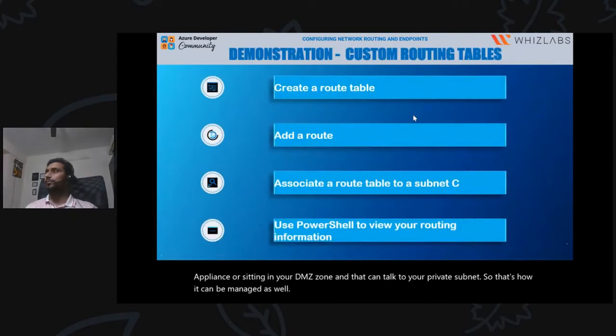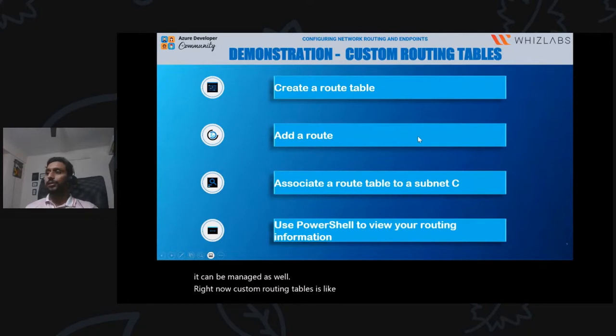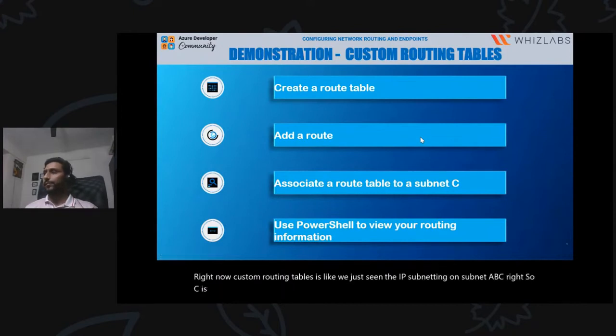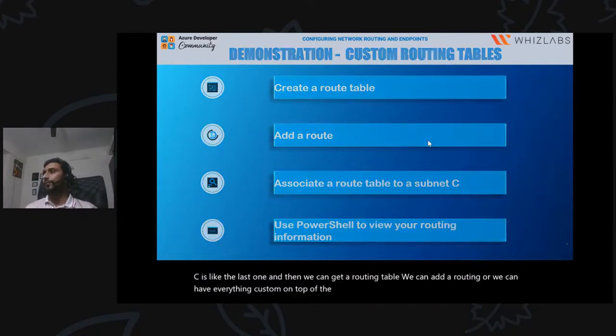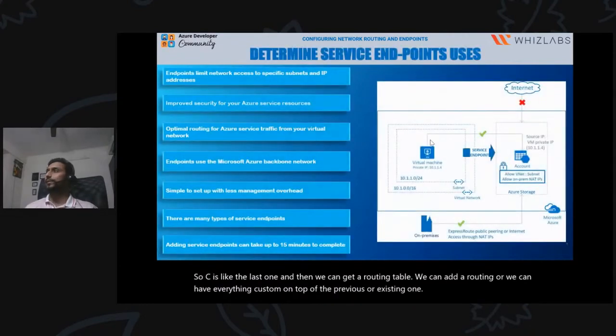Now, custom routing tables: we just saw the IP subnetting on subnets A, B, C, right? So C is the last one, and then we can get a routing table, we can add a route, or we can have everything custom on top of the previous or existing one, right?